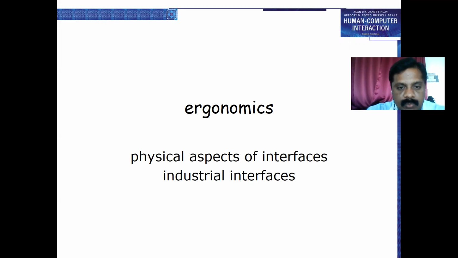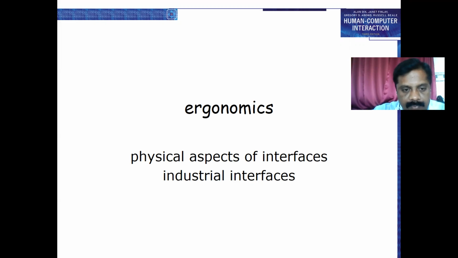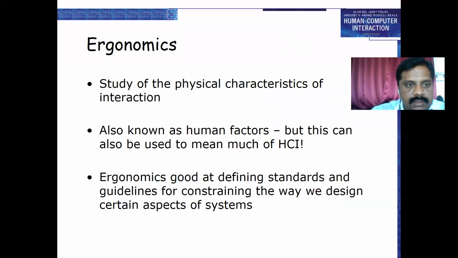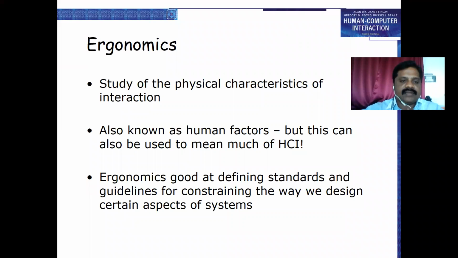Next, we are going to see about ergonomics in human computer interaction. The next topic is ergonomics. The definition of ergonomics is the study of the physical characteristics of interaction. So here we are going to study the physical characteristics of interaction.